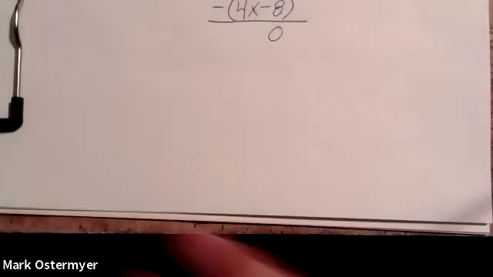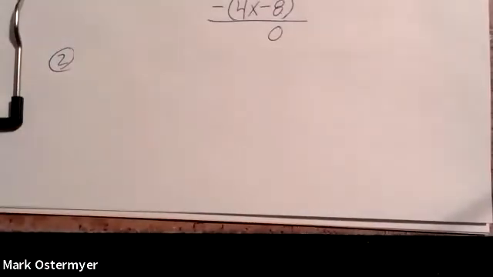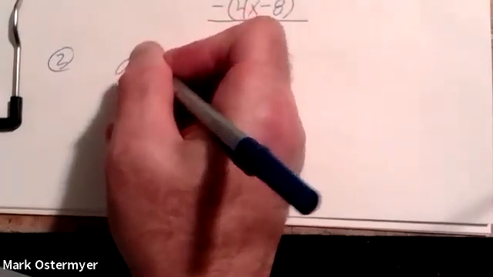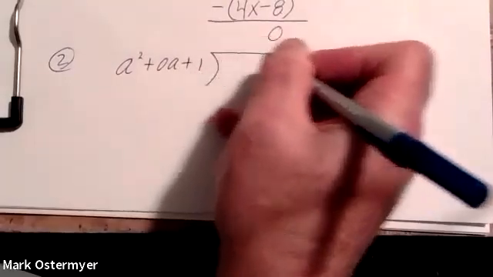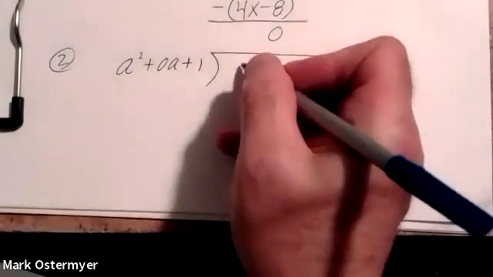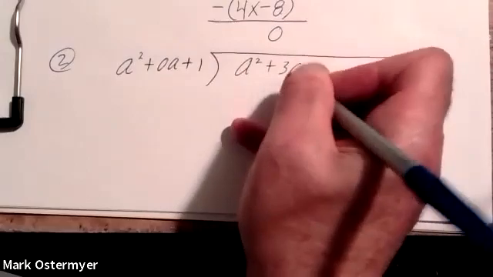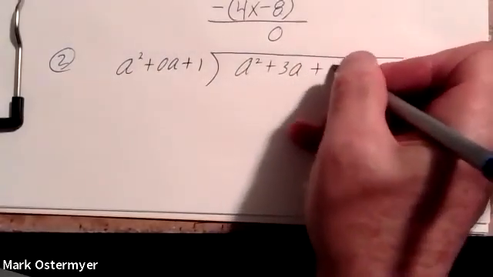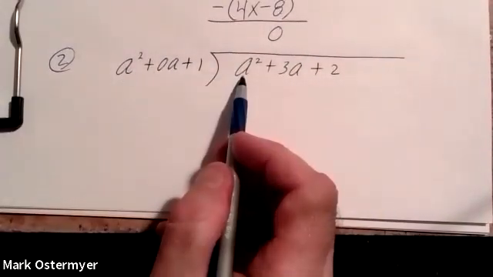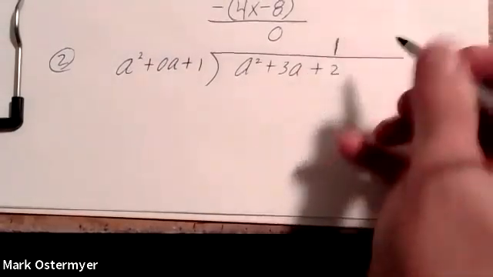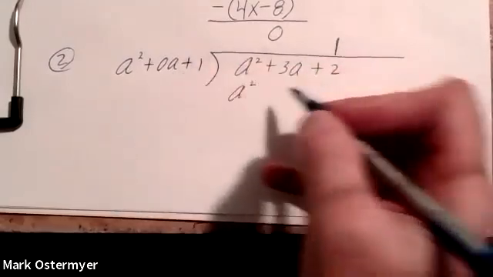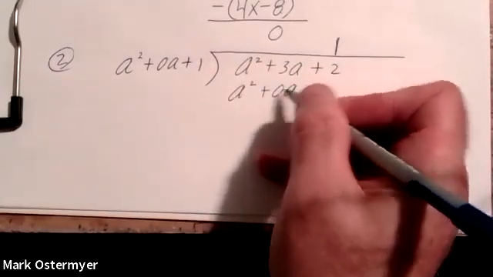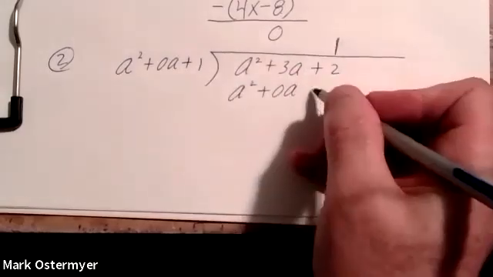Well, for classwork 3, number 2, we have to divide a squared plus 1, but a squared plus 1 is missing a power of a, so we must add a placeholder for a divisor. And that's going to go into a squared plus 3a plus 2. Now a squared divides into itself one time. 1 times a squared is a squared. 1 times 0a is 0a. 1 times 1 is 1.